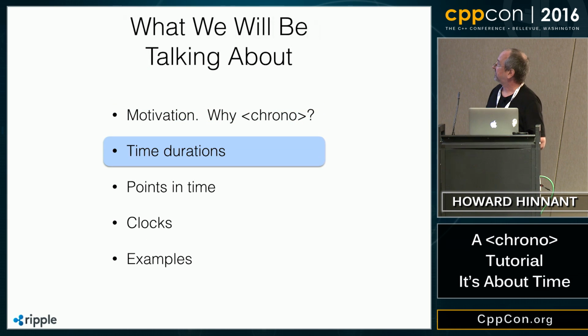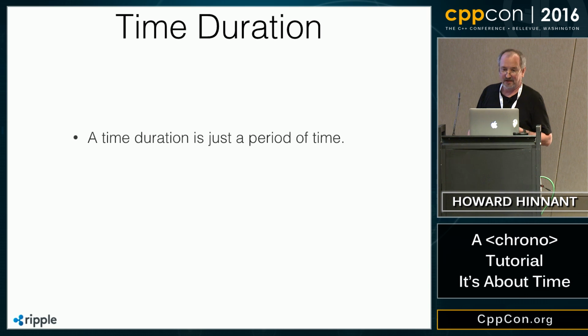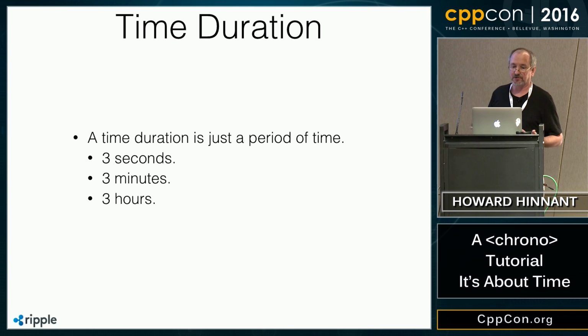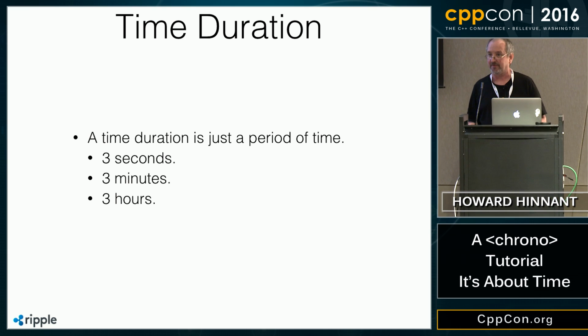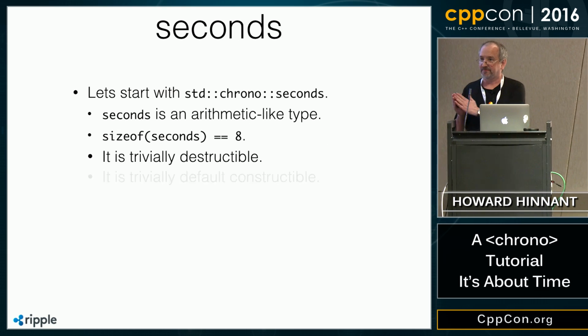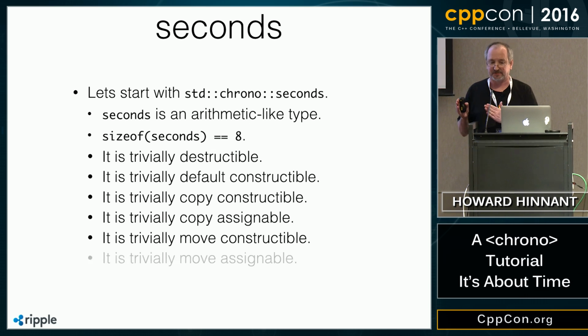So I'm going to start out with time durations. A time duration is just a period of time. It could be 3 seconds, 3 minutes, 3 hours, what have you. And I'd like to start out with our very first duration unit, seconds.